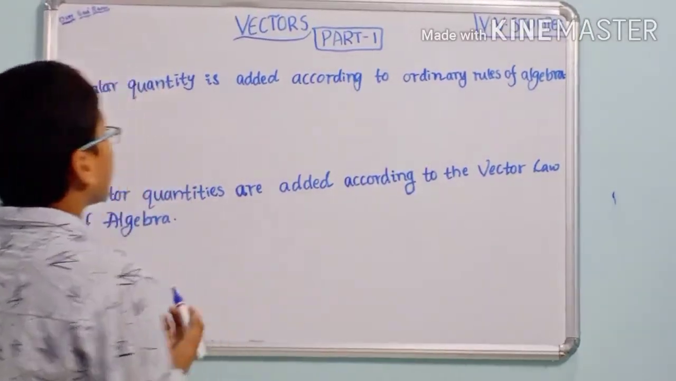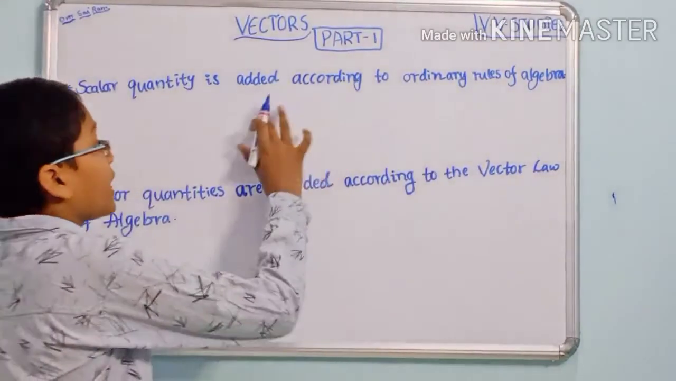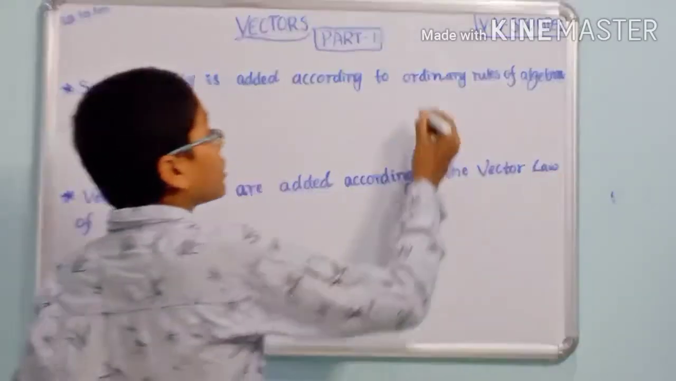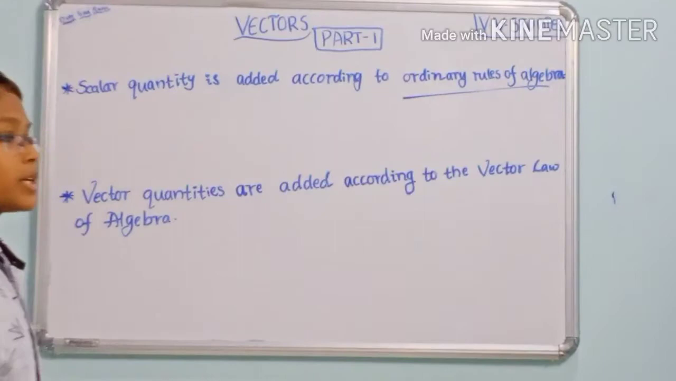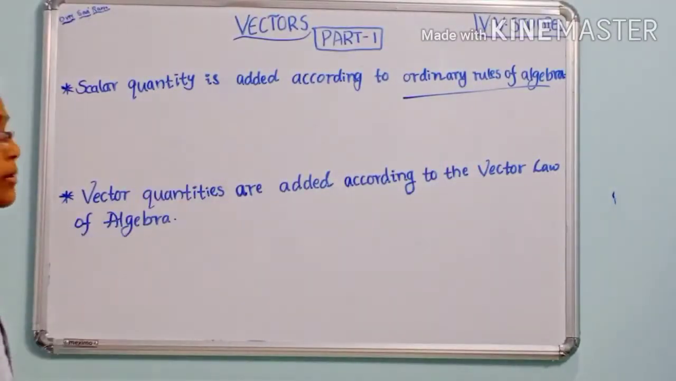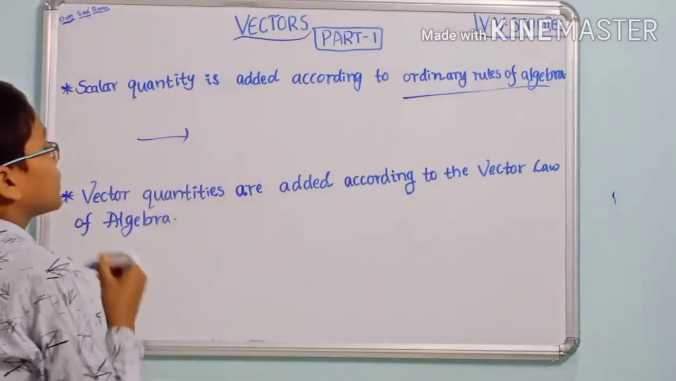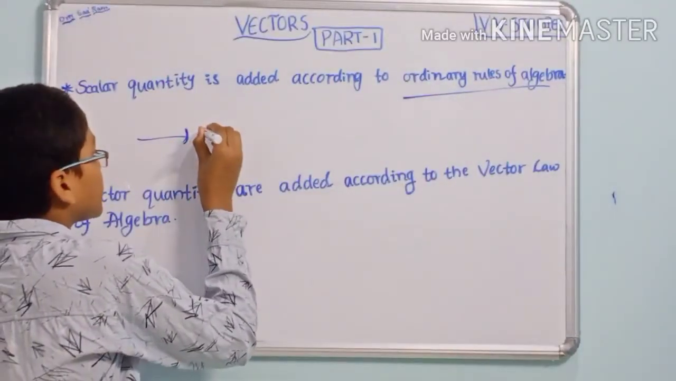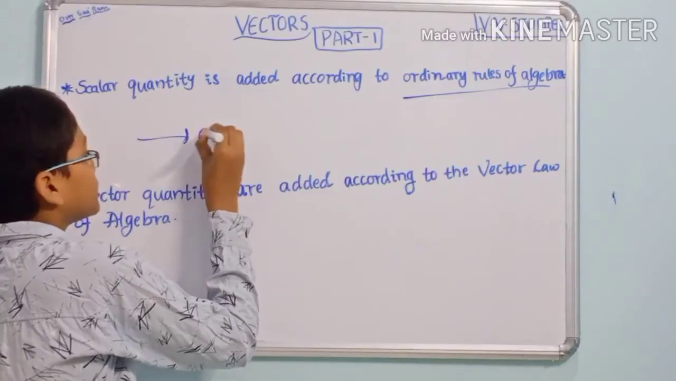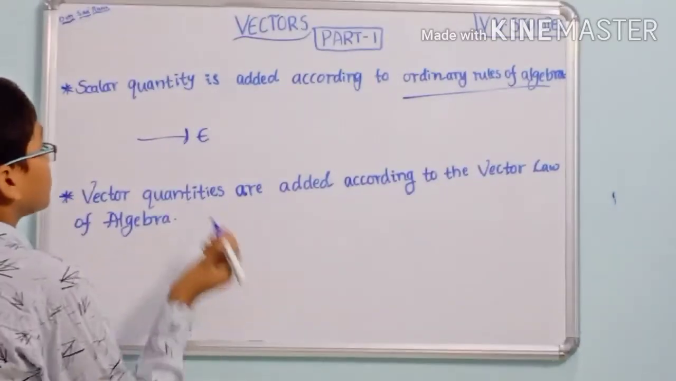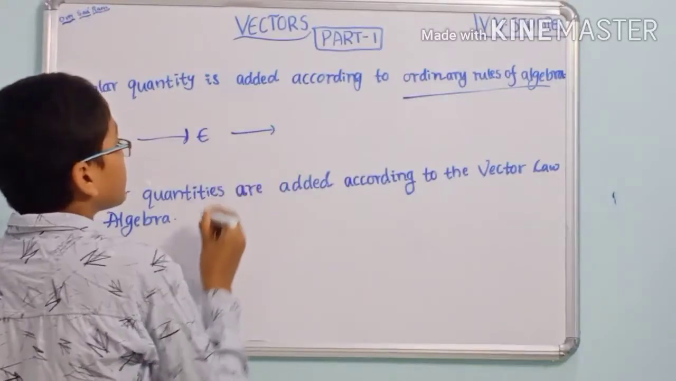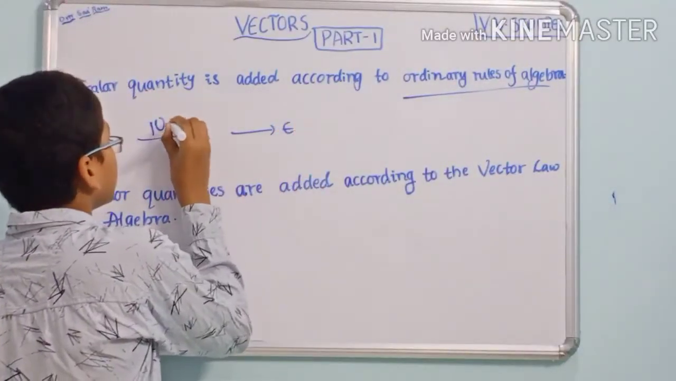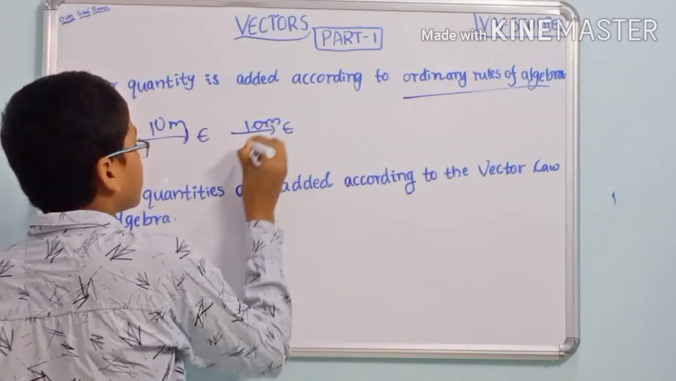Now, see here. Scalar quantity is added according to the ordinary rules of algebra. What are the ordinary rules of algebra? Addition, subtraction, multiplication. Added means addition. Now, you go 10 meters east, and again you go 10 meters east. This is 10 meters, this is 10 meters.